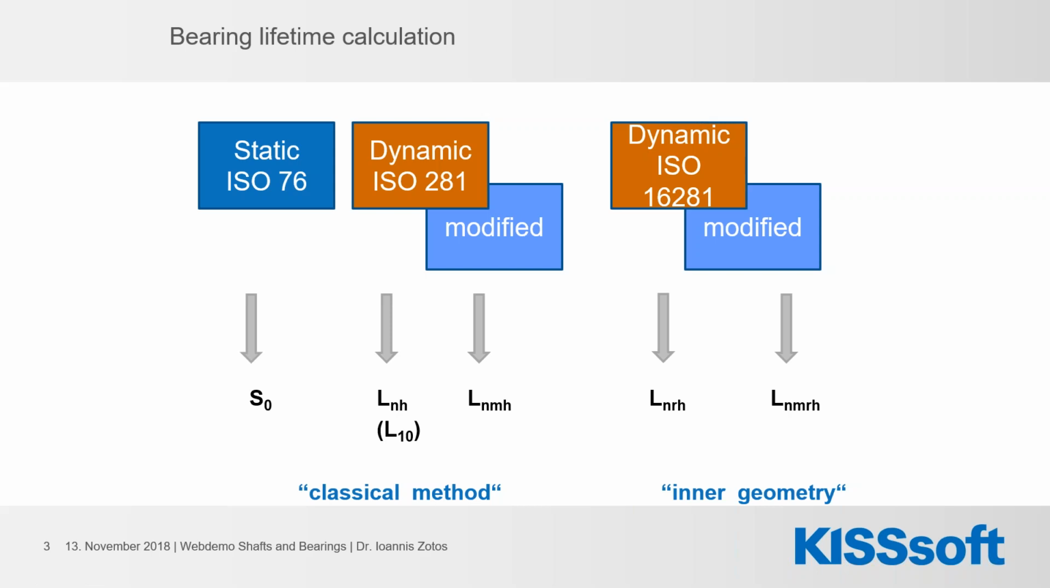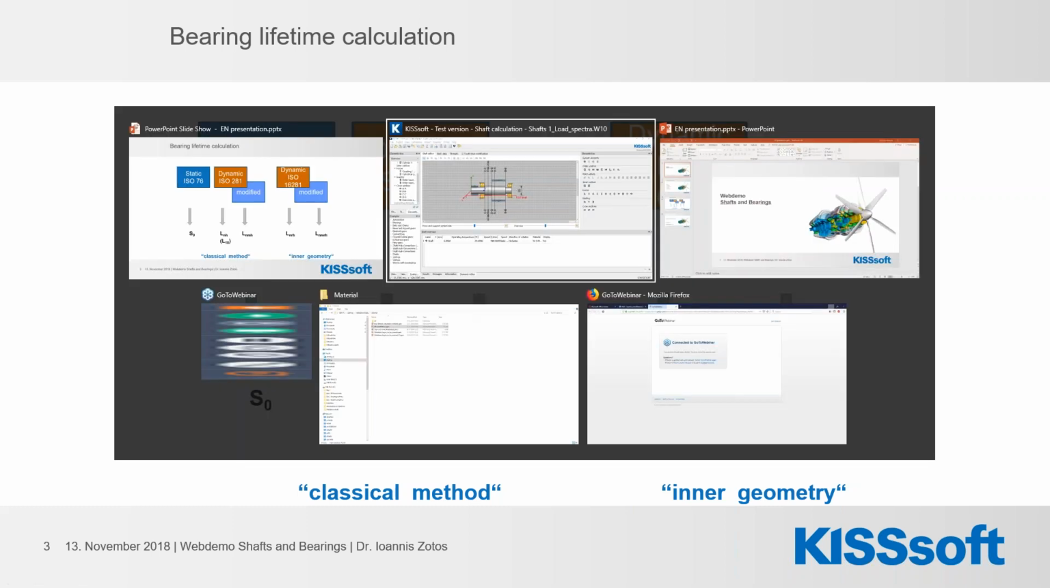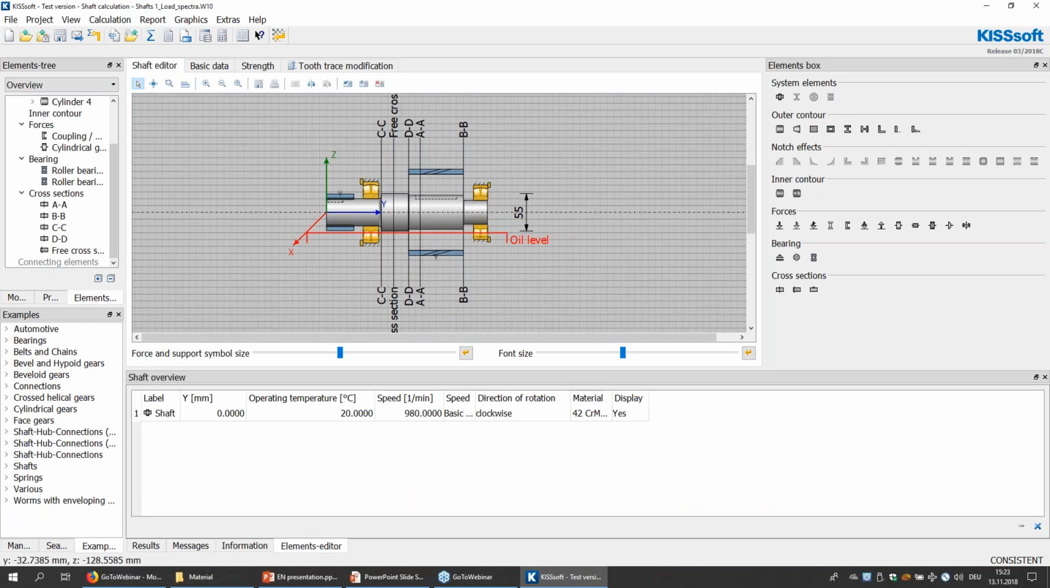In both cases, we have also what is called the modified life, where there are some modification factors in the calculated life, to take into account, for example, impurities in the lubricant or any other kind of non-normal, let's say, or non-basic operating conditions. So this is the terminology that is also followed in KISSsoft, and you can see this designation in the KISSsoft results window and in reports and everything. So having talked about that, let's go back to KISSsoft.